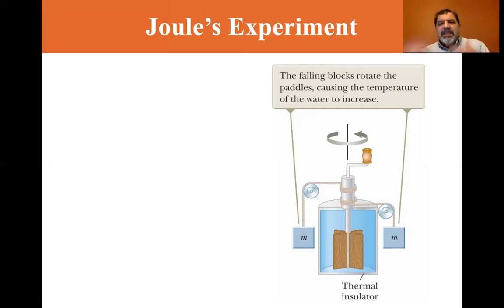The falling blocks rotate the paddles, causing the temperature of the water to increase. And he discovered that it was 4.186 joules of energy needed to raise the temperature of 1 gram of water by 1 degree. So the historical name for the quantity is the mechanical equivalent of heat, but a better name would be the conversion factor between calories and joules.